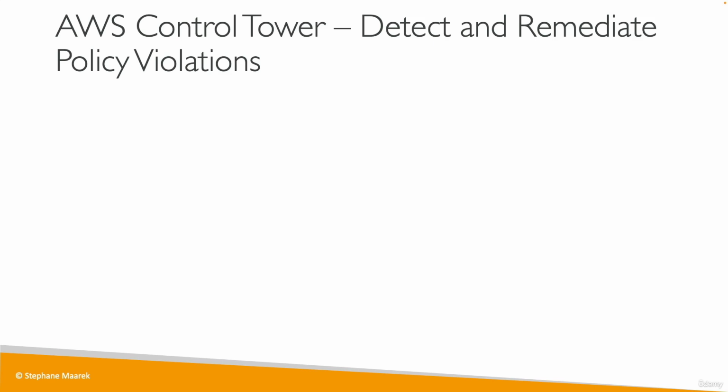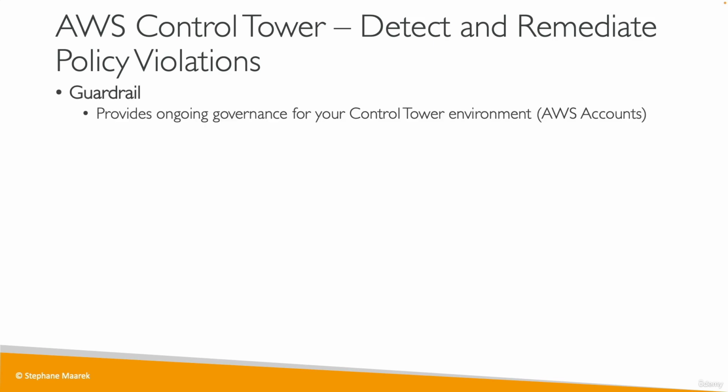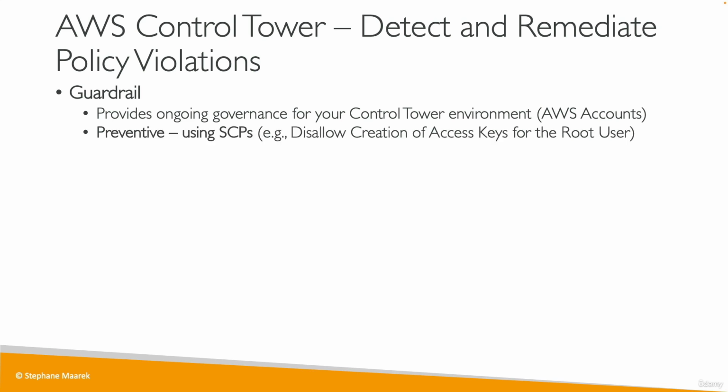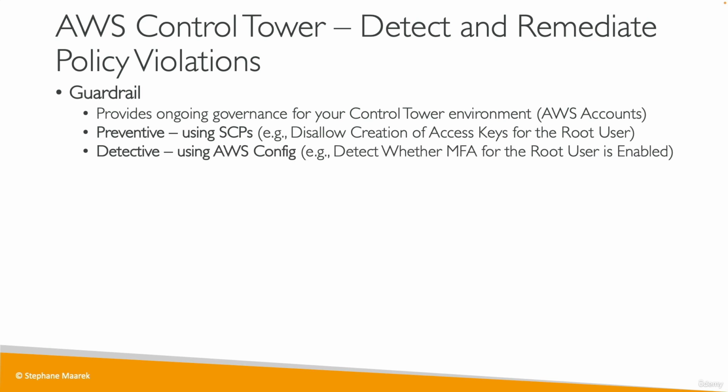Now, there's another thing with Control Tower called guardrails, and this is used to detect and remediate policy violations. So it's going to give you ongoing governance, and you have two kinds of guardrails. You have preventive guardrails, where you use SCPs, and this is, for example, to disallow the creation of access keys from the root user. That's one way. Or detective, where you want to give all permissions to your accounts, but then you use Config to detect, for example, whether or not MFA is enabled for the root user and so on. And Config will be very helpful because it gives you compliance or non-compliance of resources.